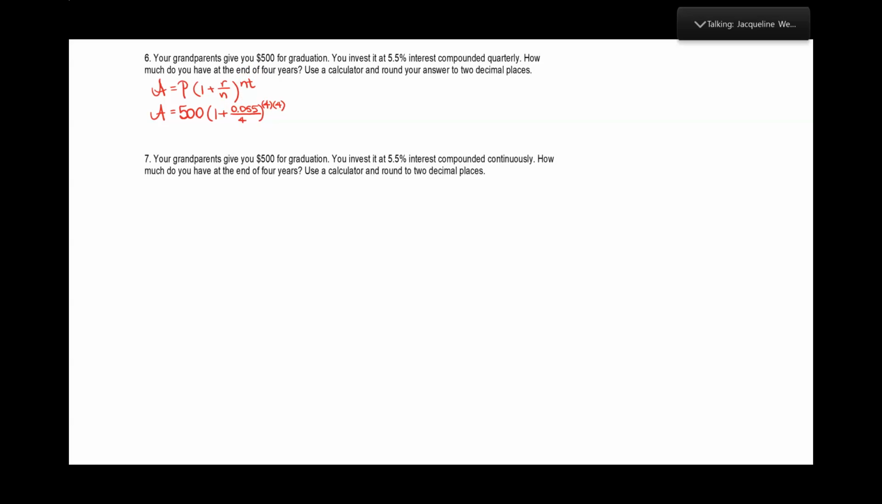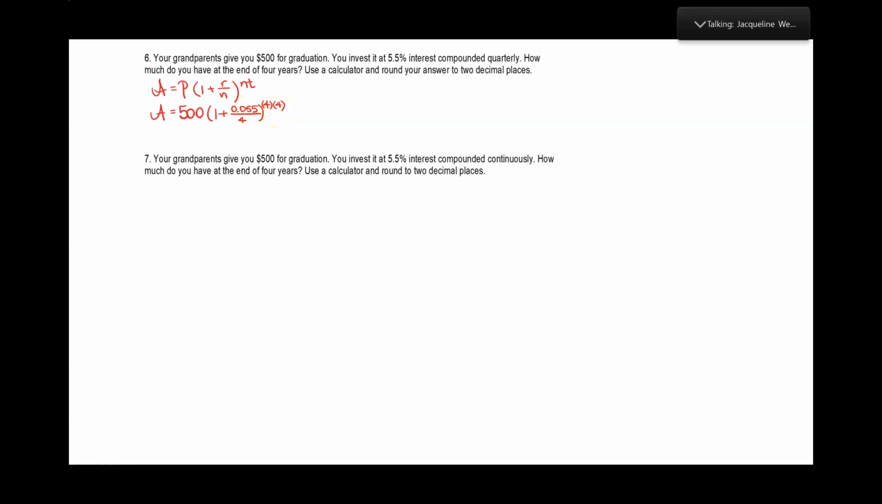So for this one, it says your grandparents gave you $500 for graduation. So what's 500? That's your P, that's your principal, right? You invested at 5.5% interest. How do we write 5.5 as a decimal? 0.055, right? So there's our rate. And then it says it's compounded quarterly. So how many times is that a year? 4. So we're going to put a 4 in for each of our n's. And then it says how much do you have after 4 years? So we're going to put a 4 in for our time as well, okay?